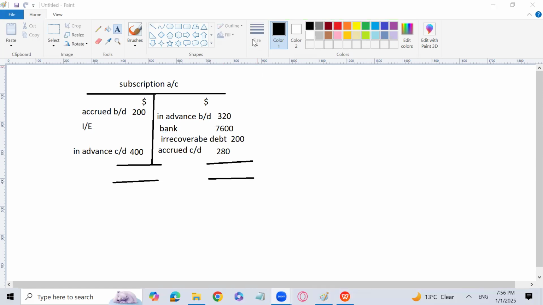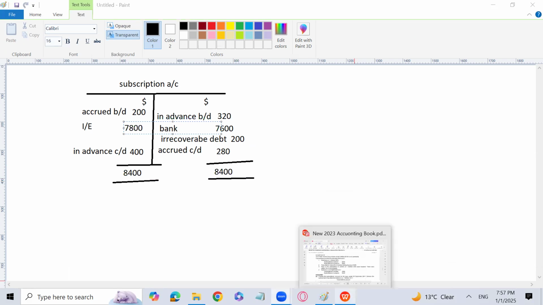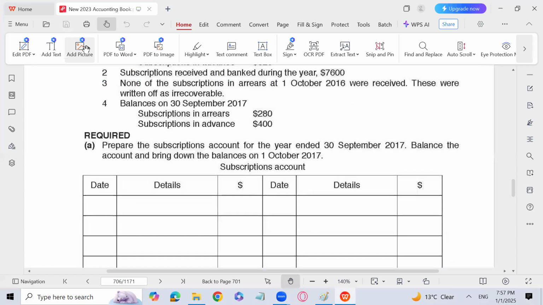I will go for the total of the credit side. 8400 is the total of the credit side. I will write the same total on the debit side, and the difference is going to be the income and expenditure account figure, which is 7800. I have written it, not carried down. It is the income and expenditure account figure to be written in the income and expenditure account. 7800 is the subscription income.